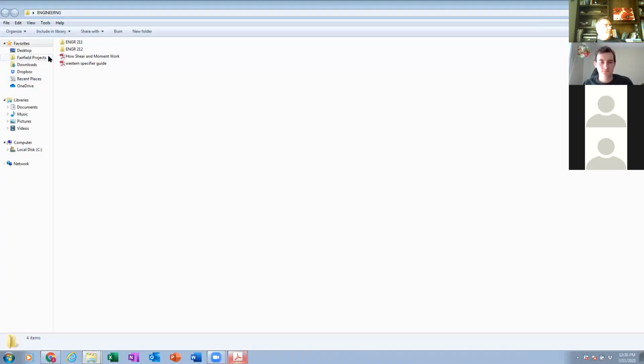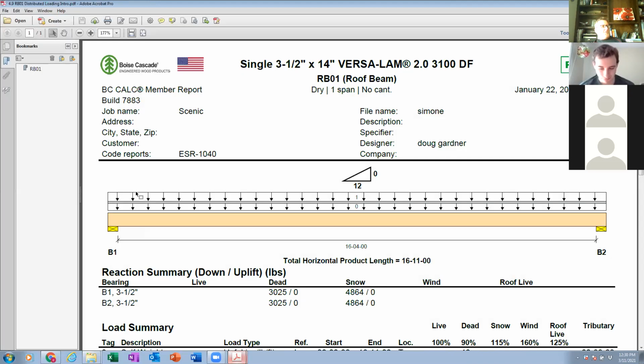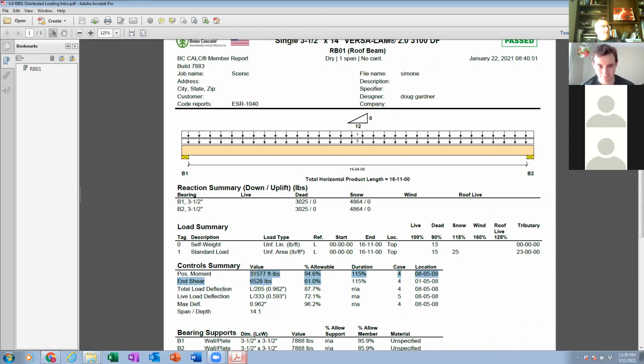Boogie if you need to, but I just want to show you one other thing super quick here. If I can find it fast. I showed you this page that I have to turn into the city when I draw a house plan. But do you notice what's sitting right here on it? Do you see how it lists positive moment? And it says 31,577 pounds, and that's 94% of what's allowable. Why is that what's allowable?